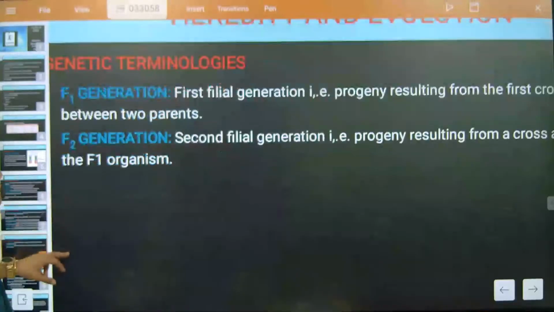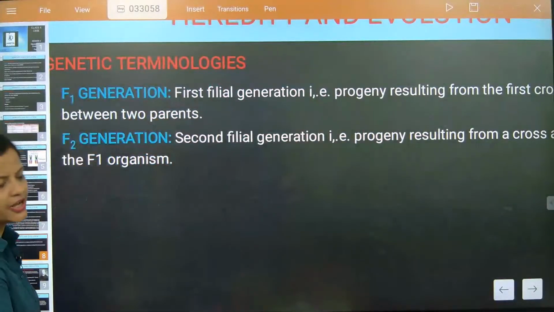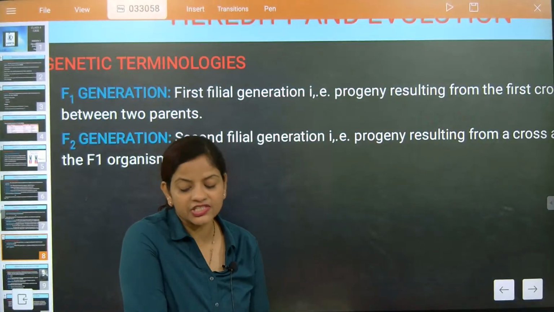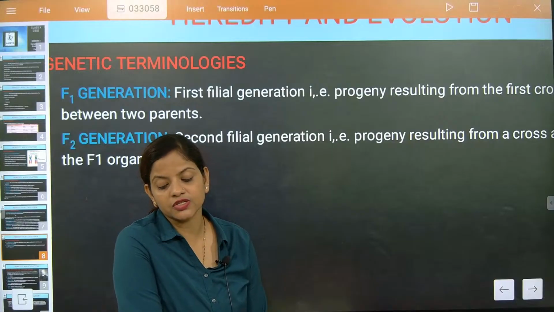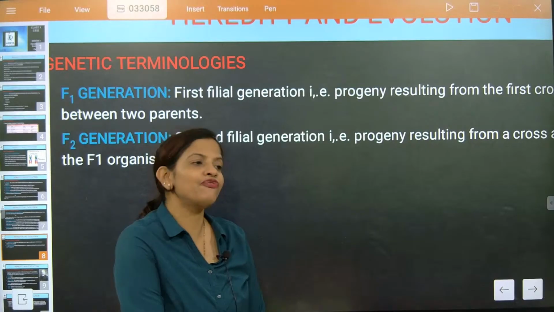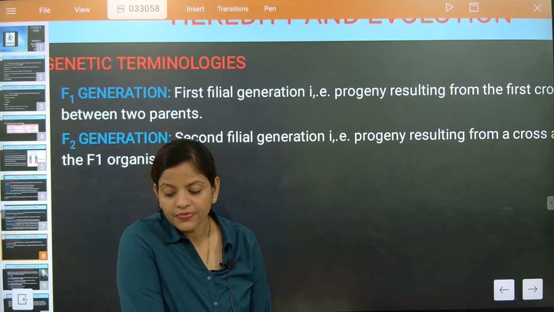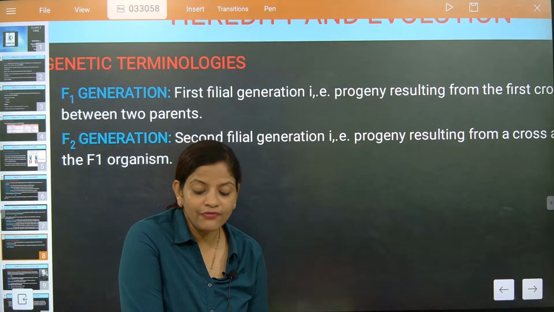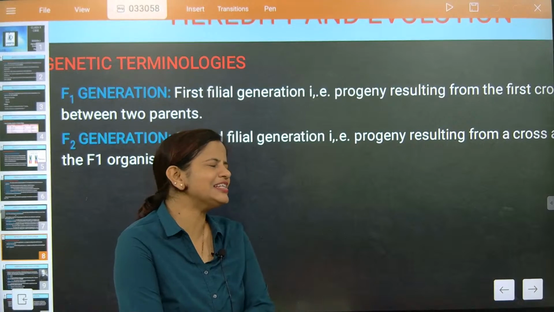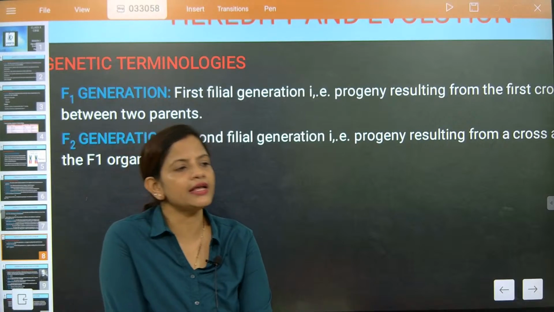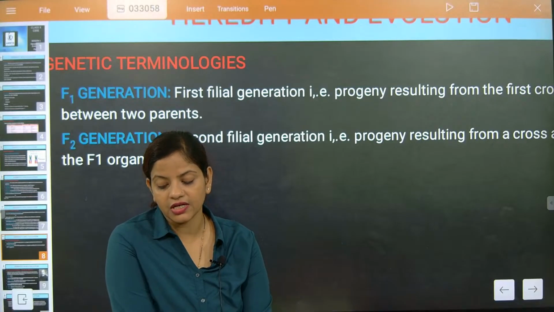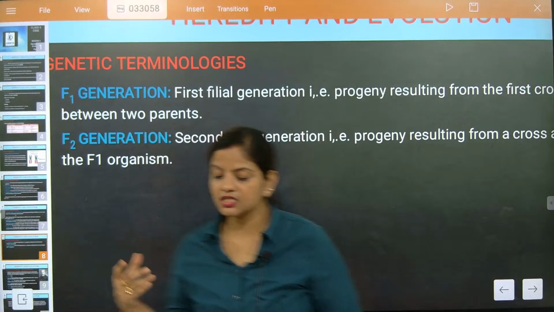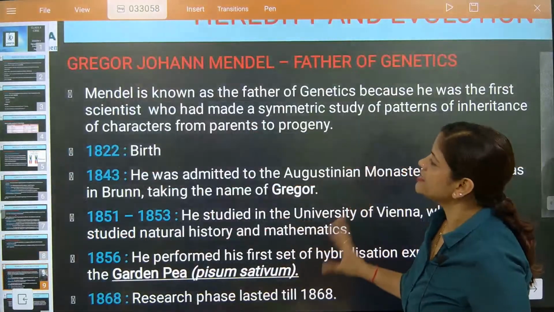Now, phenotype and genotype are done. Now, F1 generation and F2 generation. F1 generation is called the first filial generation, and F2 generation is called the second filial generation. Understood? So this is the progeny resulting from a crossbreed: the first generation, and then the second generation.